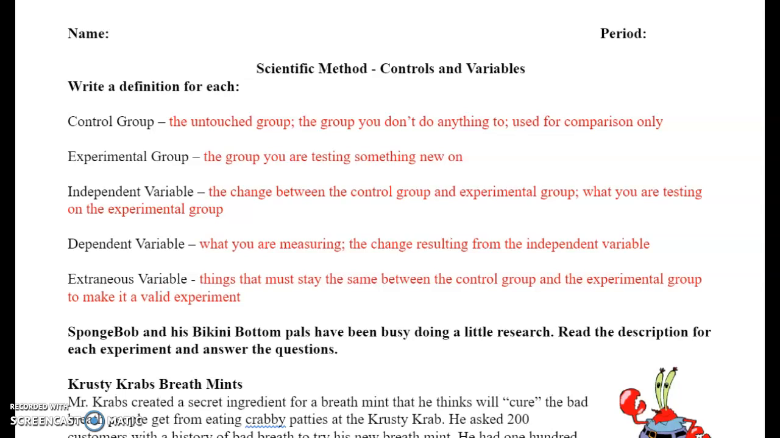But the independent variable, that is what is changing between the control group and the experimental group. Okay, what is the difference between those groups? What are you testing on the experimental group? That's the independent variable. And then the dependent variable is what's the result of that change? What's the result of the independent variable? What are you measuring? What are you looking at? How do you know if it worked?